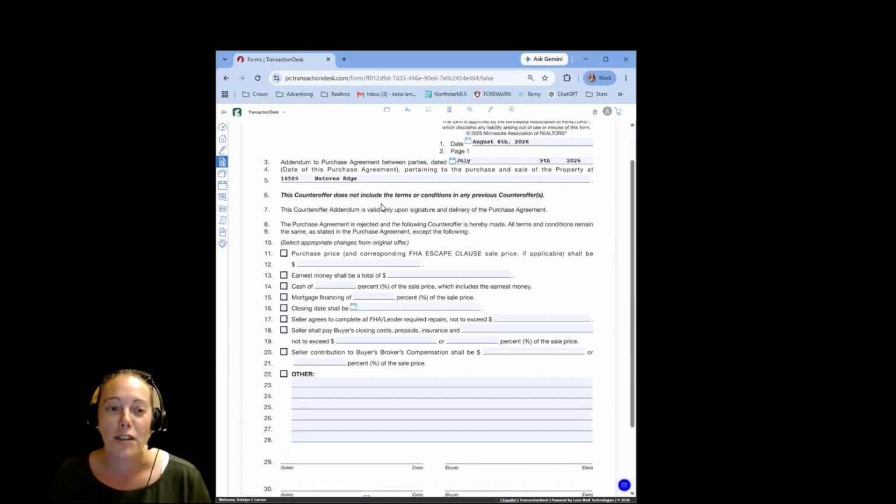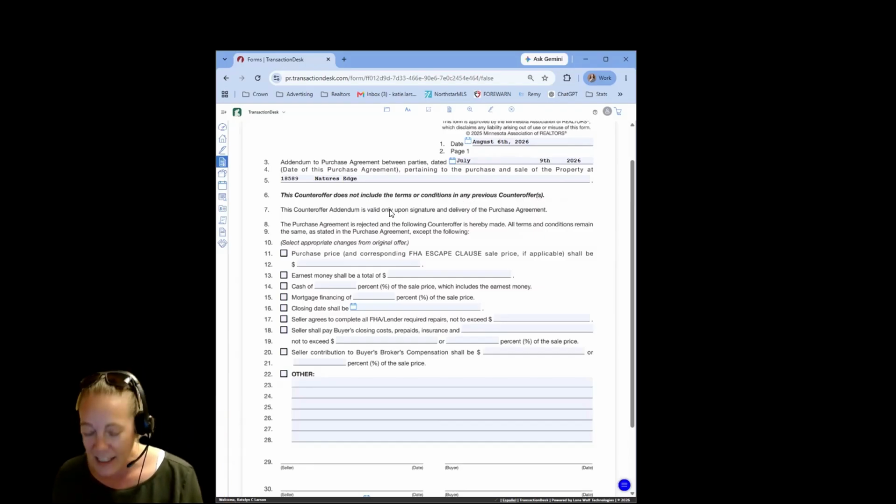Then it says this counteroffer does not include the terms or conditions in any previous counteroffers. Okay. They put it in bold. This has been such a big deal for people to get this. They put it in bold and at the very top of the form. That's why I went over it at the beginning.